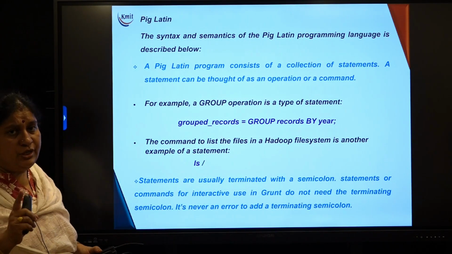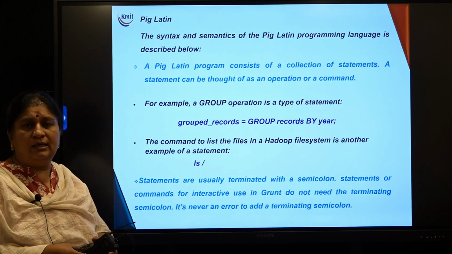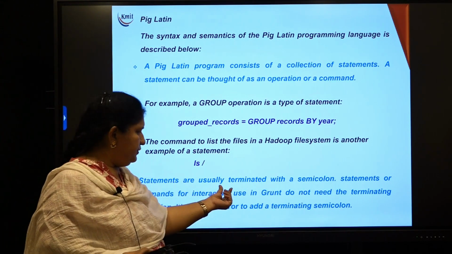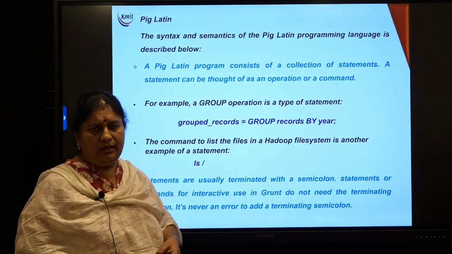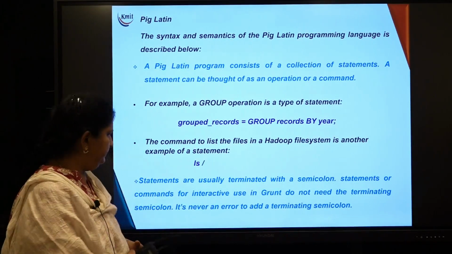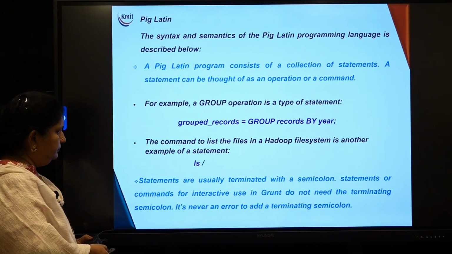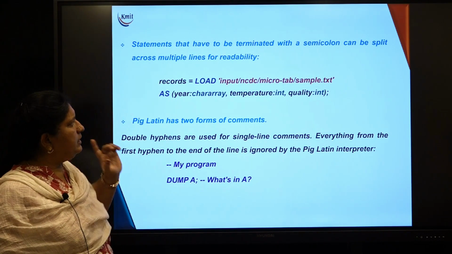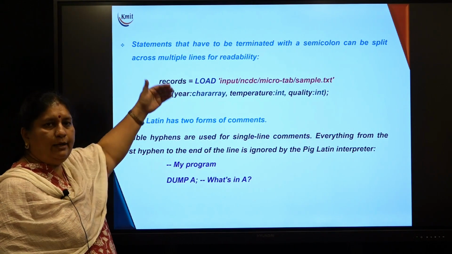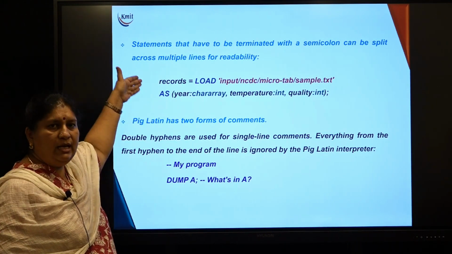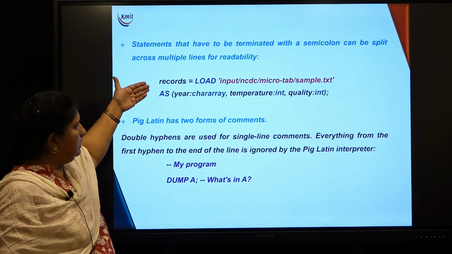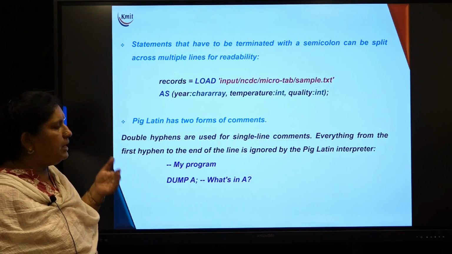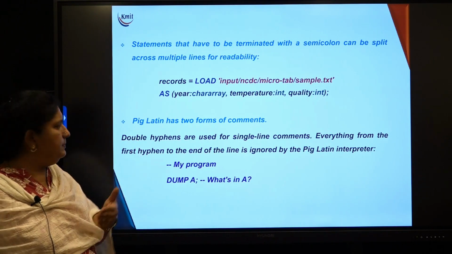And statements are generally terminated with a semicolon, just like C, Java and so on. For commands using the interactive shell, Grunt, you need not terminate them. Even if you give a semicolon, it is not a mistake. And statements that have to be terminated with a semicolon can be split across multiple lines without giving any line continuation character. You can keep on splitting the commands and finally put a semicolon, right. So, you can easily split the program lines into multiple lines.